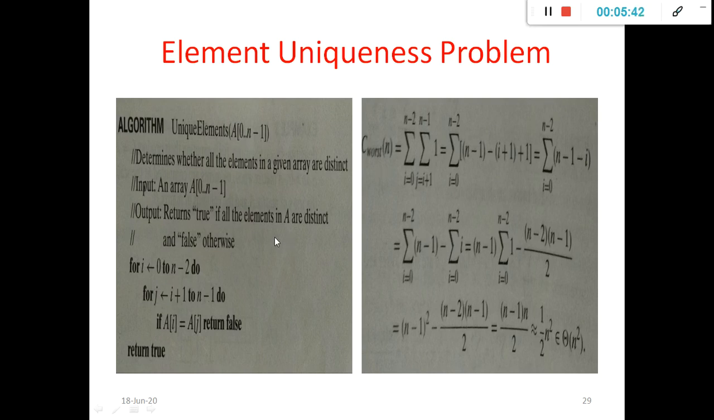Next, you have to identify the basic operation we are using in this algorithm, and the basic operation in this element uniqueness algorithm is a comparison. That is, if A[i] equals A[j], we have to compare one element with all the elements in the given array and check whether they are distinct or identical. That's why the basic operation is the comparison. And also we are using two for loops for the comparison in this algorithm.